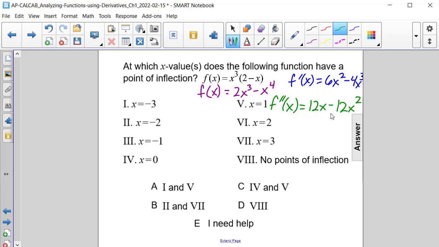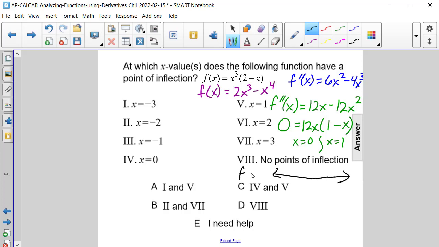All right, and now what we can do is set our second derivative equal to 0 to determine the critical values, and then determine whether or not those critical values are points of inflection. We can factor out a 12x from both terms, and when we do that, we will have a 1 minus x remaining in the parentheses. So therefore, x is going to be 0 or x is going to be 1. So those are our two critical values to test for concavity in between.